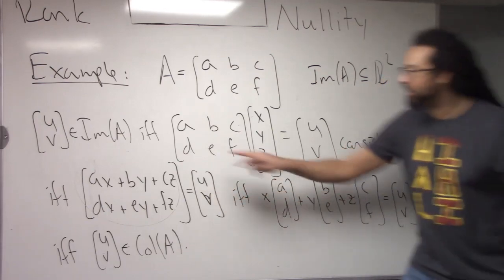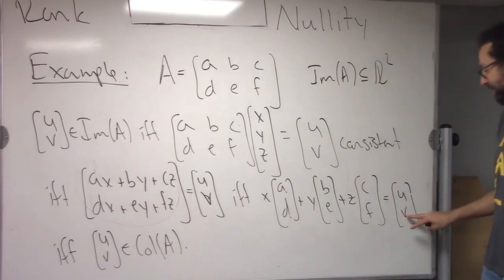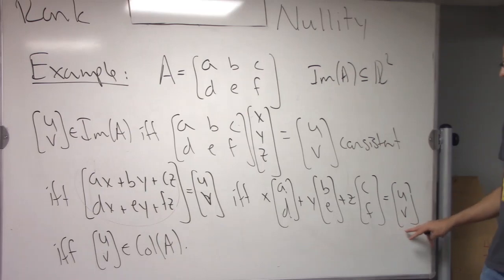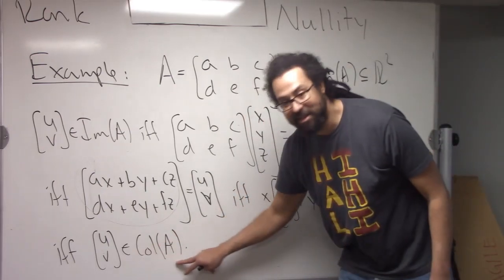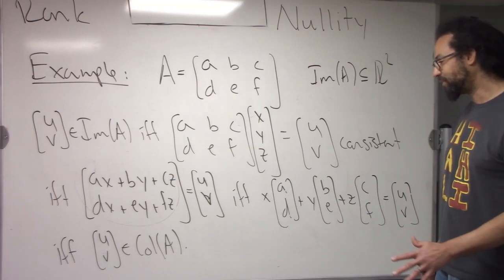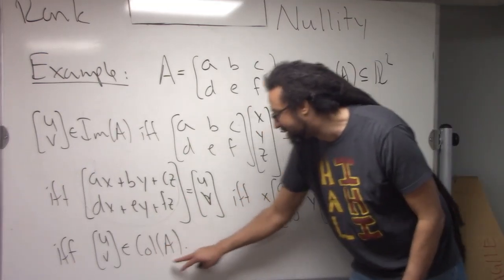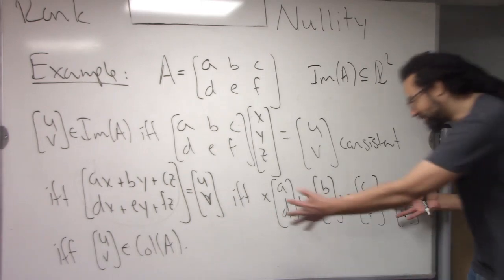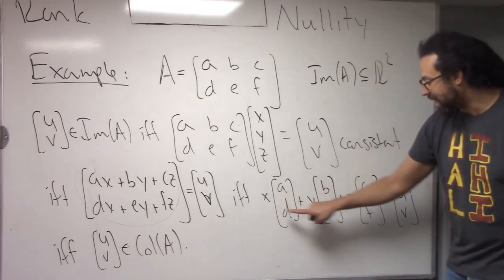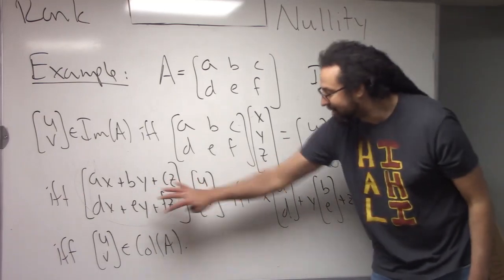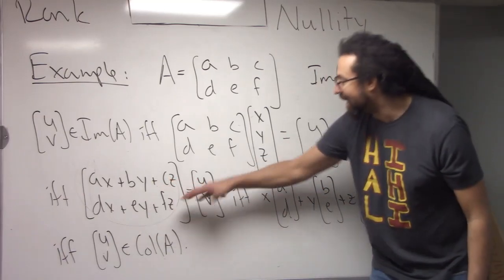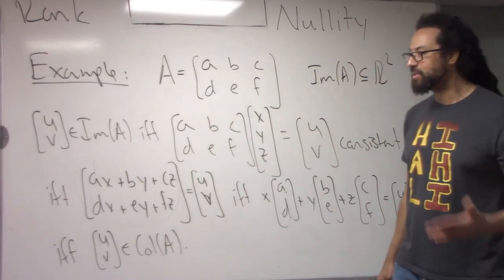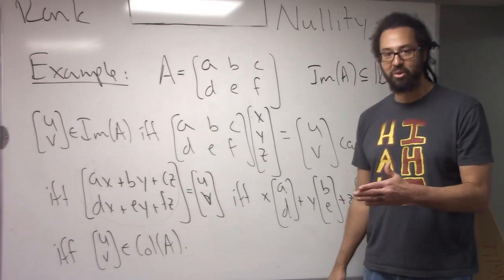Now we can see that (u, v) is in the image space if and only if (u, v) is a linear combination of the columns of A. In other words, (u, v) lives in the column space of A. So that's if and only if. Chase it backwards: if (u, v) is in the column space, that means it's a linear combination of the columns. Then you can take these columns, scalar multiply and add them up, and you get this thing. And this is the same thing as taking the matrix and multiplying by the column vector (x, y, z). So this is why the image space is equal to the column space.